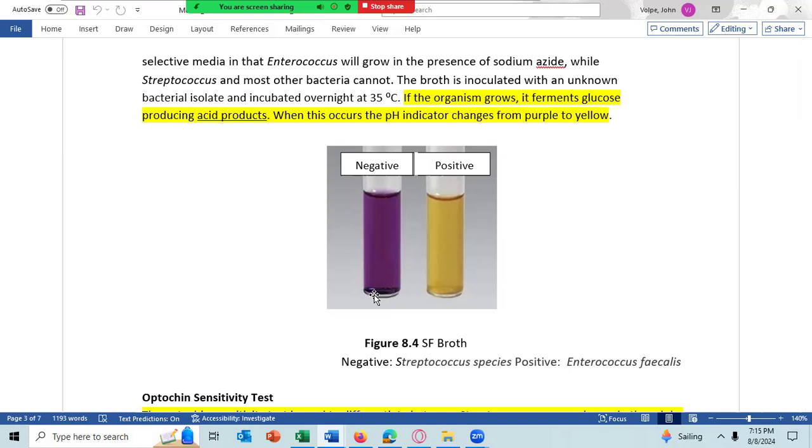All right, Streptococcus species are SF broth negative, meaning the members of the Streptococcus family are negative for SF broth test. Enterococcus faecalis is SF broth positive. Any question about that? And I would not try to remember that Enterococcus faecalis used to be called Streptococcus faecalis.